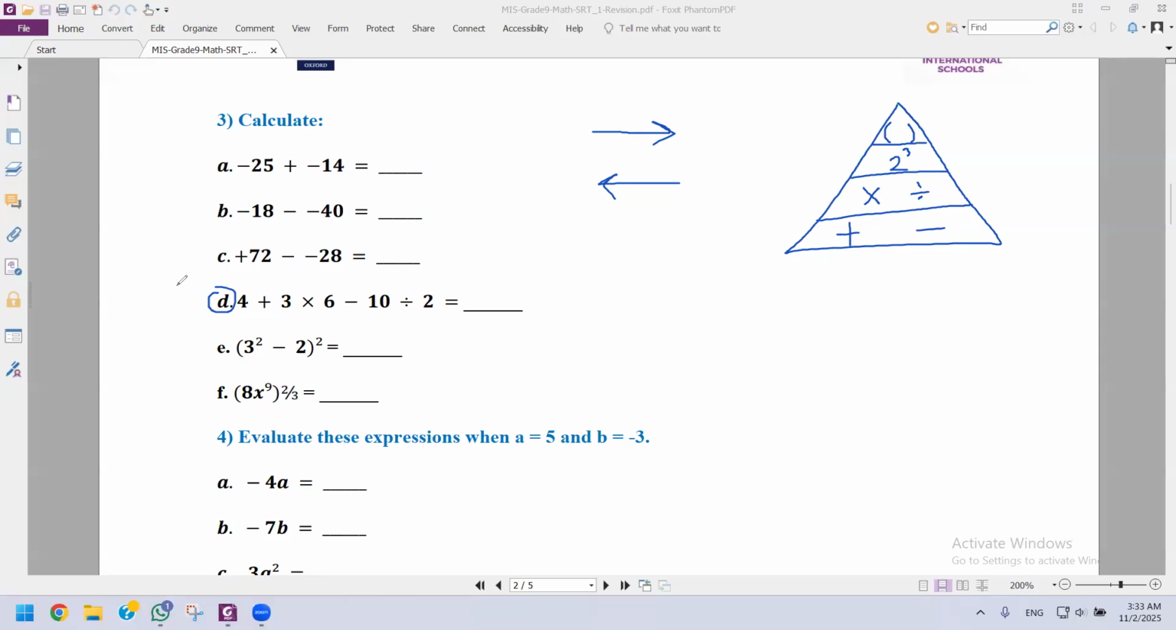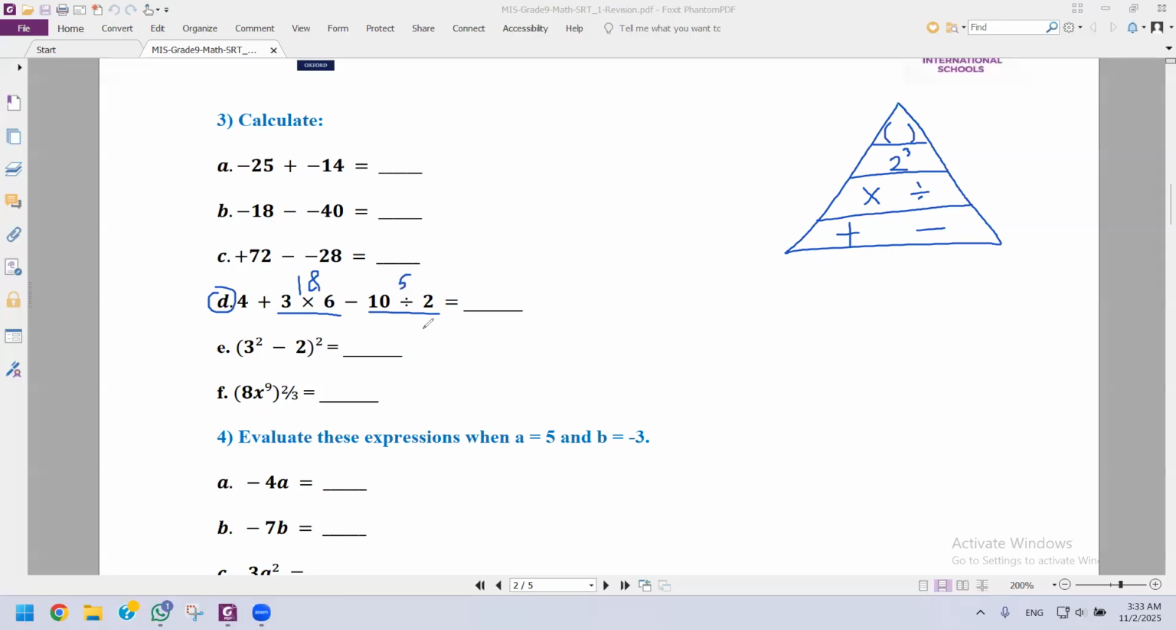So let me check here. Do I have brackets? No. Do I have powers? No. What do I have? Multiplication and division. Let's start with multiplication. 3 times 6, 18. Then let's do the division. 10 divided by 2, 5.